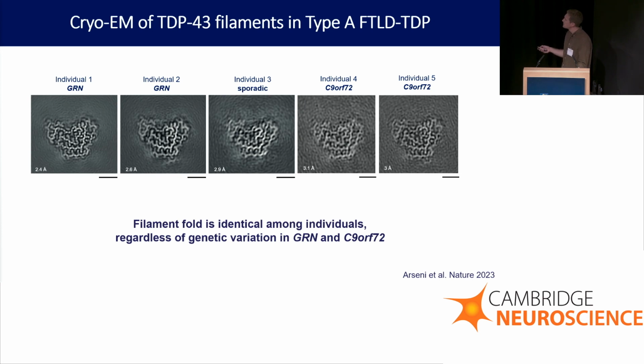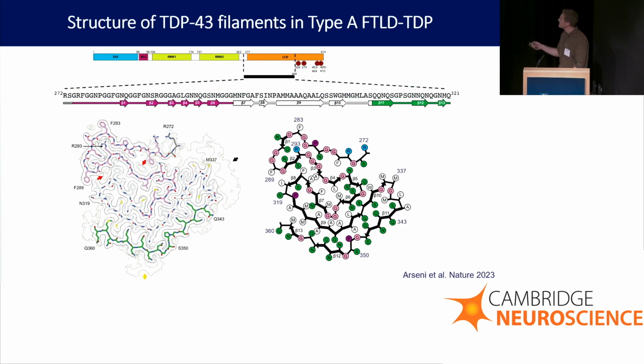And we looked at 2 individuals with granulin mutations, 1 sporadic, so had no known genetic mutations known to cause or to increase the risk of neurodegenerative disease, and then 2 individuals who had repeat expansions in C9orf72, and we have the same structure in all of them. This is what it looks like. So again, it's pretty much the identical part of TDP43 that forms the filaments in type B FTLD, that first half of the low complexity domain.